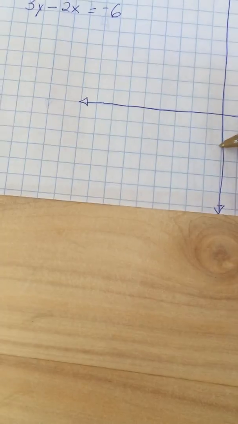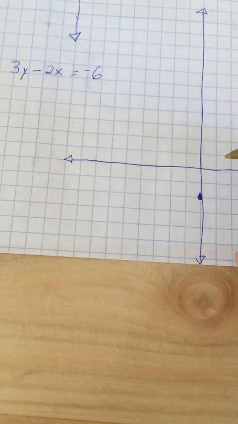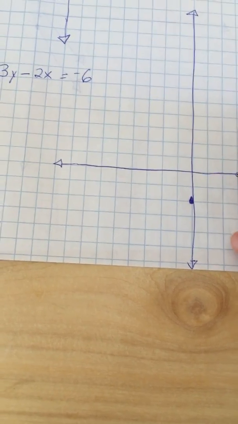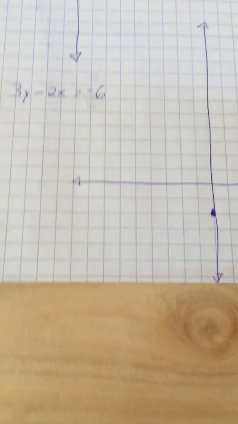So for that, I'm going to go down to negative 2, and then I'm going to go up 2 and over 1, 2, 3. Up 2, over 1, 2, 3. Okay, so dun dun dun.